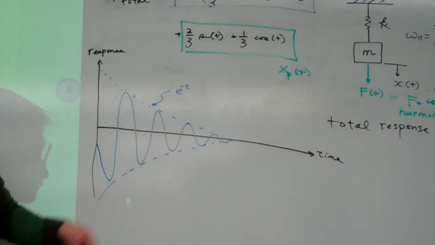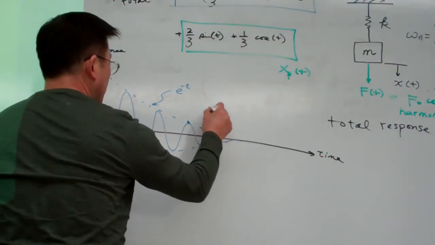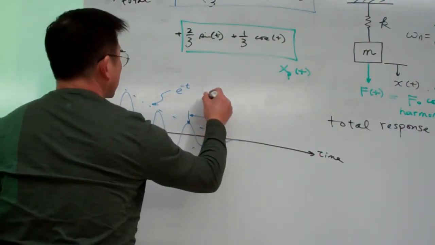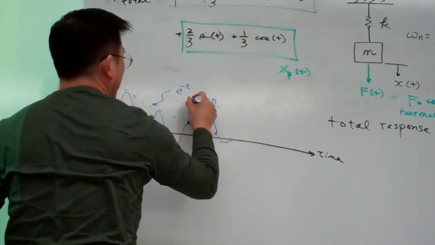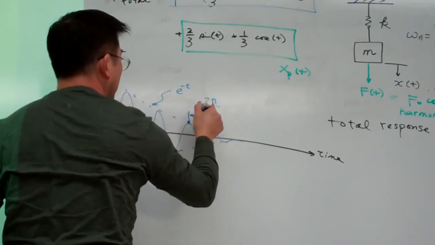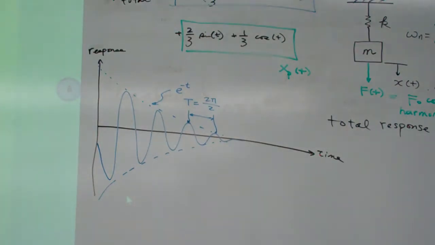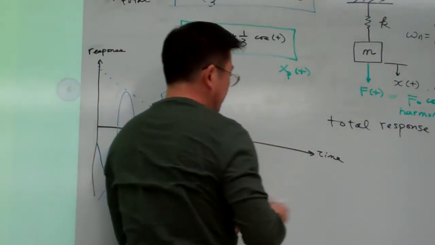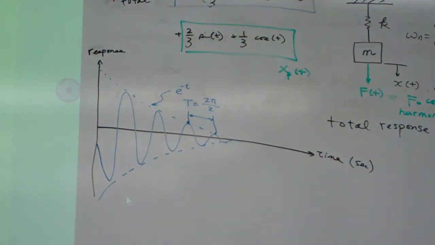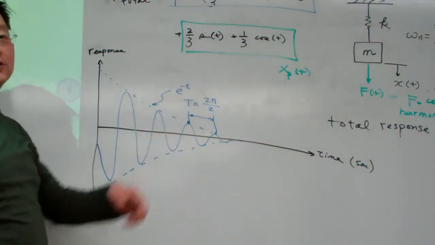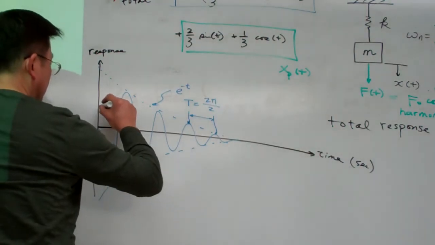So that response is something like this, and for the frequency, from here to here, the peak to peak, the period simply is 2 pi divided by the frequency, which is 2, so the period is equal to pi, right? So the time is in seconds. Okay. And for the particular solution, that is the green part, and that should be something like this.